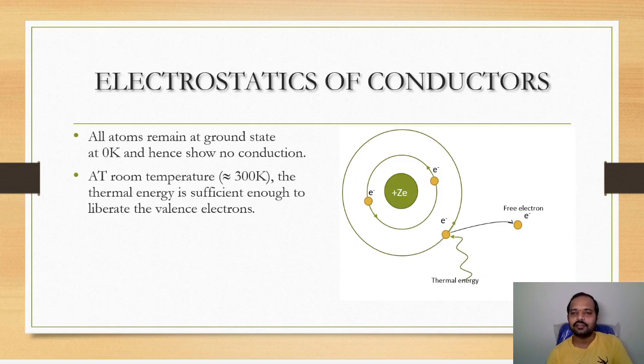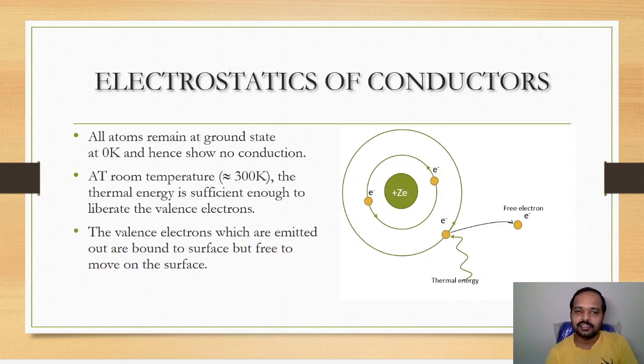That is, the valence electrons gain this particular thermal energy and they get free from the surface atoms, but still they will be bound to the surface of the conductor. That is, they are free from the surface atoms on the surface of the conductor. However, the free electron which has been emitted out of the atom is now actually bound to the surface of the conductor due to the positive charge which appears on these atoms.